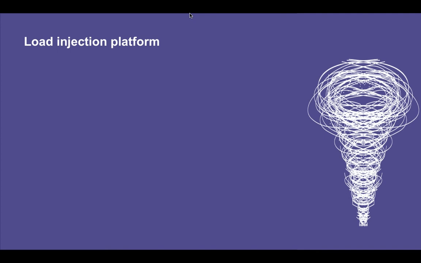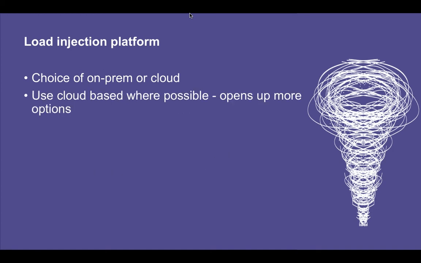So the first choice you need to make is whether you want to run that on-premise or whether you want to run that in the cloud through AWS or Azure or a similar service. Our advice is to use cloud-based where possible. This does open up more options. There are a number of scenarios where this wouldn't work. So for example, if the environment is not available to the internet for one reason or another, and you're not able to access it from the net, then you're not going to be able to use a cloud-based approach.